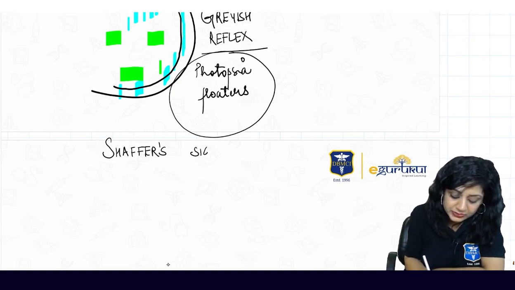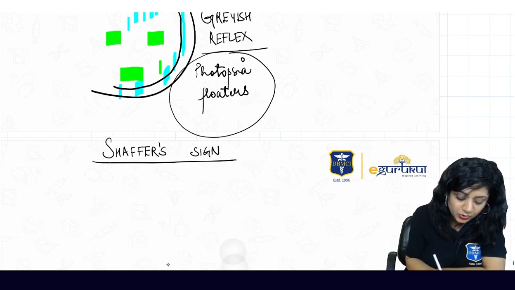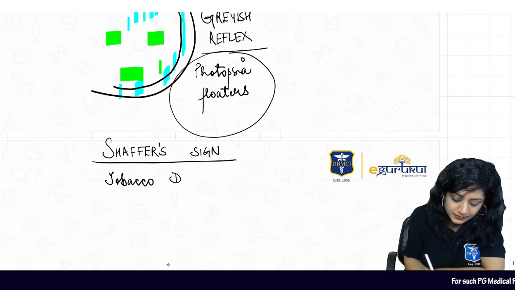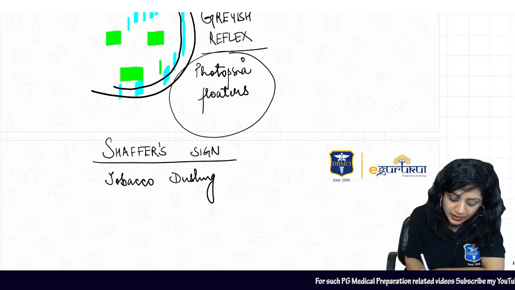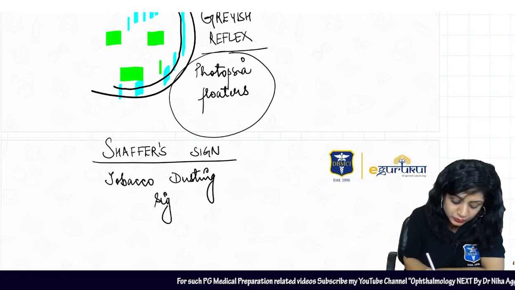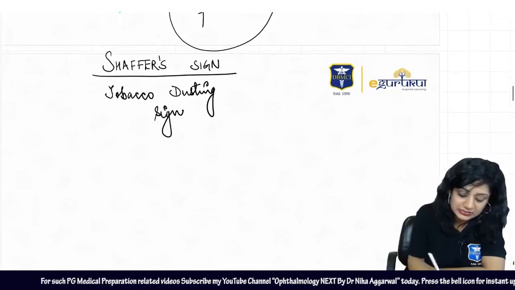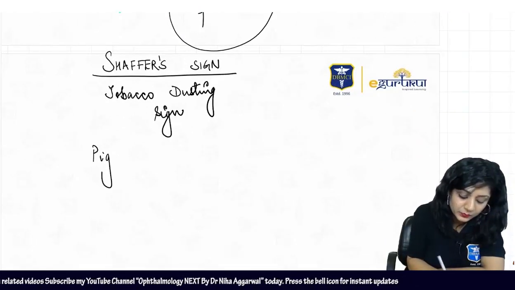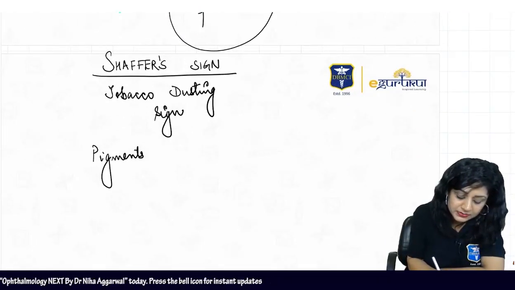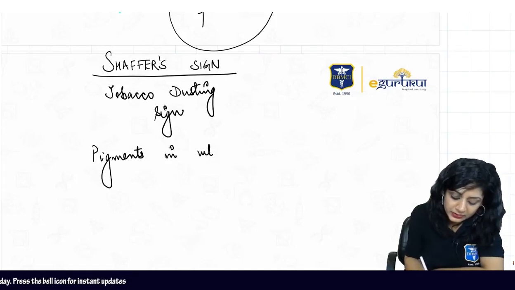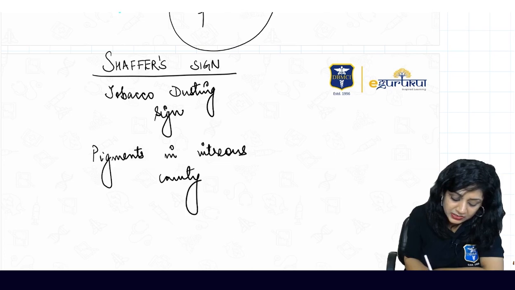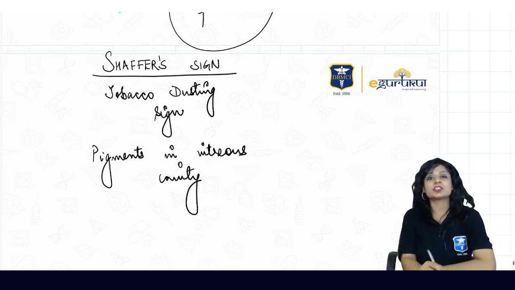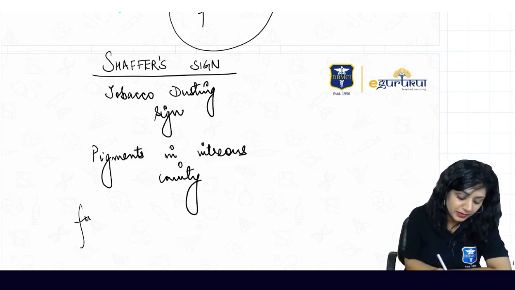What is Schaeffer's sign? Schaeffer's sign is also called the tobacco dusting sign. What is this? There I am getting pigments in the vitreous cavity. So whenever I get pigments in the vitreous cavity, this is also RRD. And what is the shape of this RD? It is a funnel shape RD.